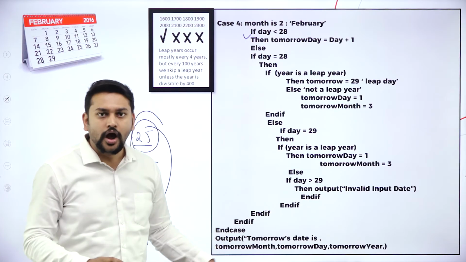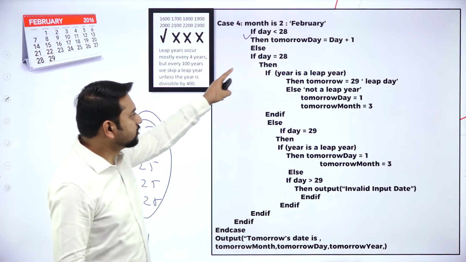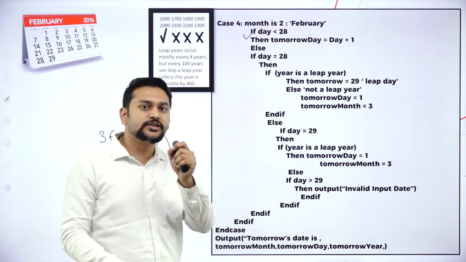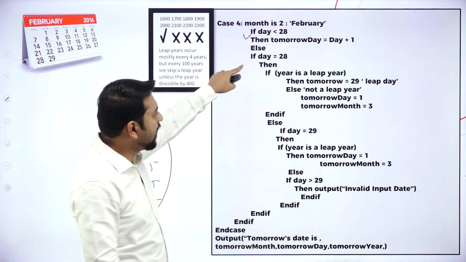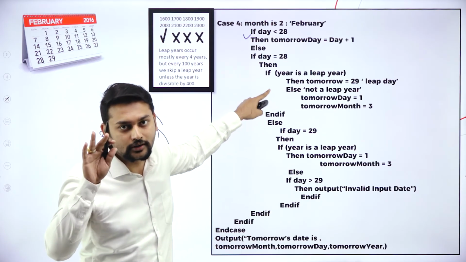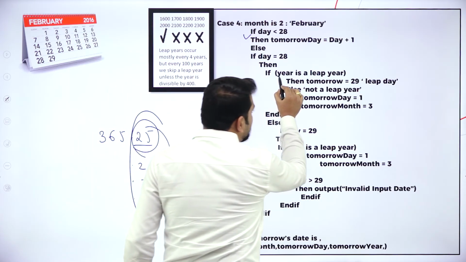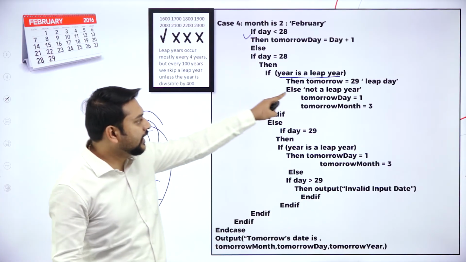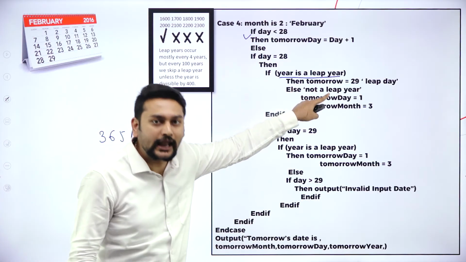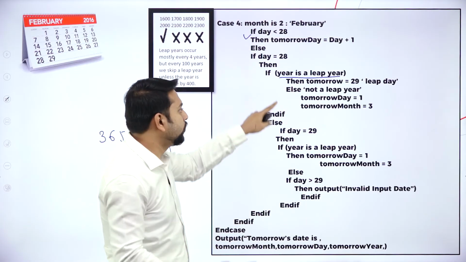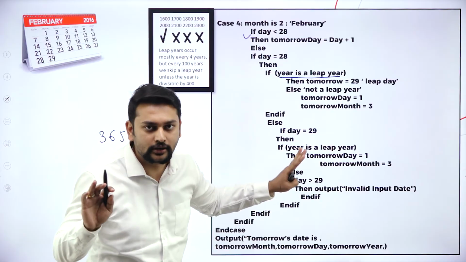So let's check how exactly we are doing it. Suppose the day is equal to 28, then I should check whether it is a leap year or not. So please observe here, here is a leap year. So fine, if that is a leap year, then tomorrow is equal to 29. So that is what you will update.